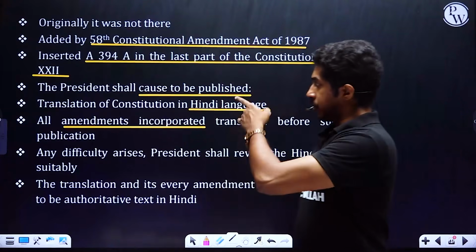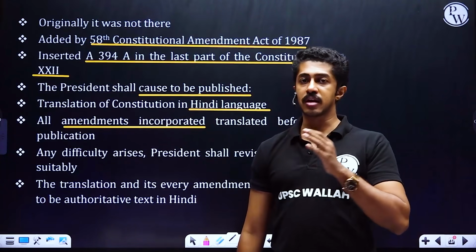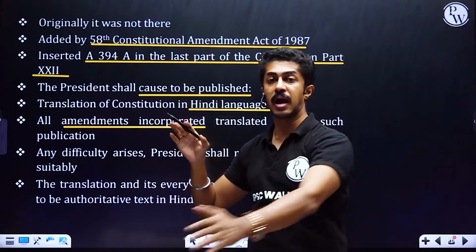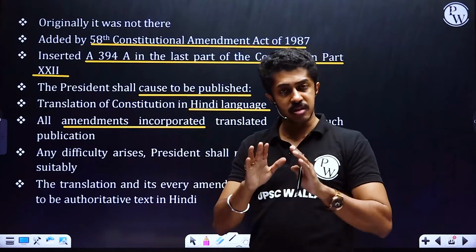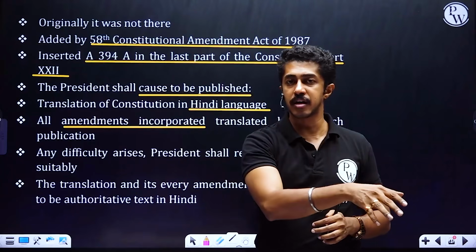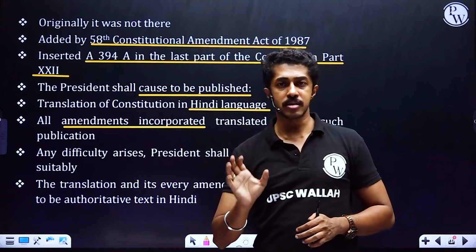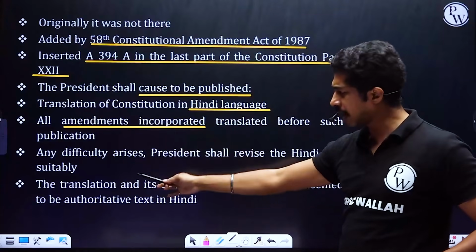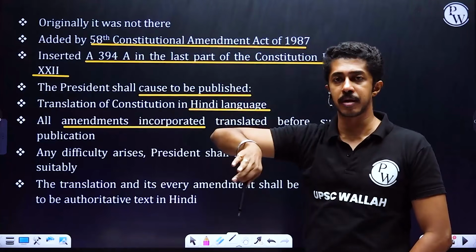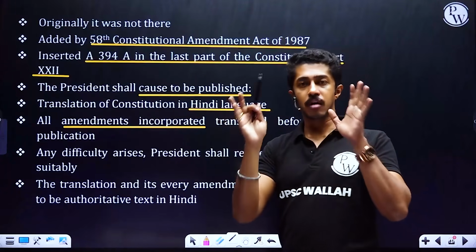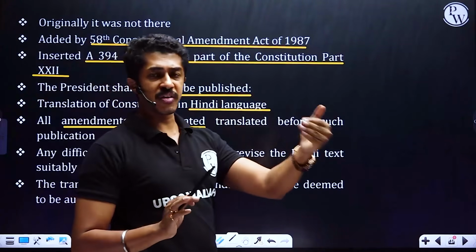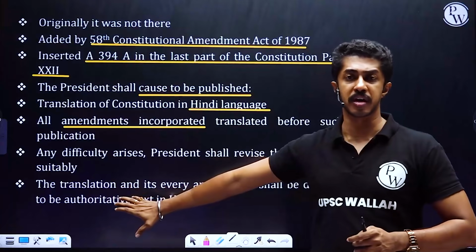Clear? President shall cause to be published translation of Constitution in the Hindi language. Whatever amendments have been incorporated till 1987, all of that will be added there. Any confusion arises, President will make it clear what is the exact meaning. Because what you write in English and what you translate it into Hindi, sometimes certain issues may arise. President will give clarity to it. And this text, what we are making through the 58th Constitutional Amendment, will have all the authority of the Hindi translation. That is, when you have any doubt, you want to refer the Constitution in the Hindi language, you can refer this authoritative text.